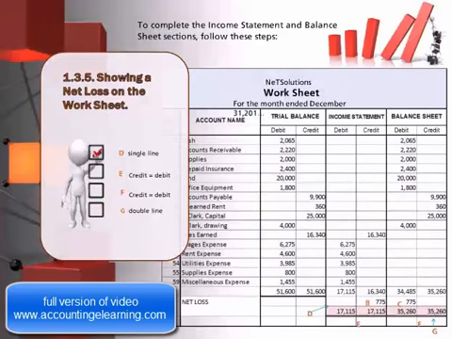When a net loss occurs, the steps to complete the worksheet are the same as described for net income except that the words net loss are written in the account name column. The net loss amount is entered in the credit column of the income statement section and in the debit column of the balance sheet section. The worksheet in figure shows a net loss. Expenses exceed revenue by $775.